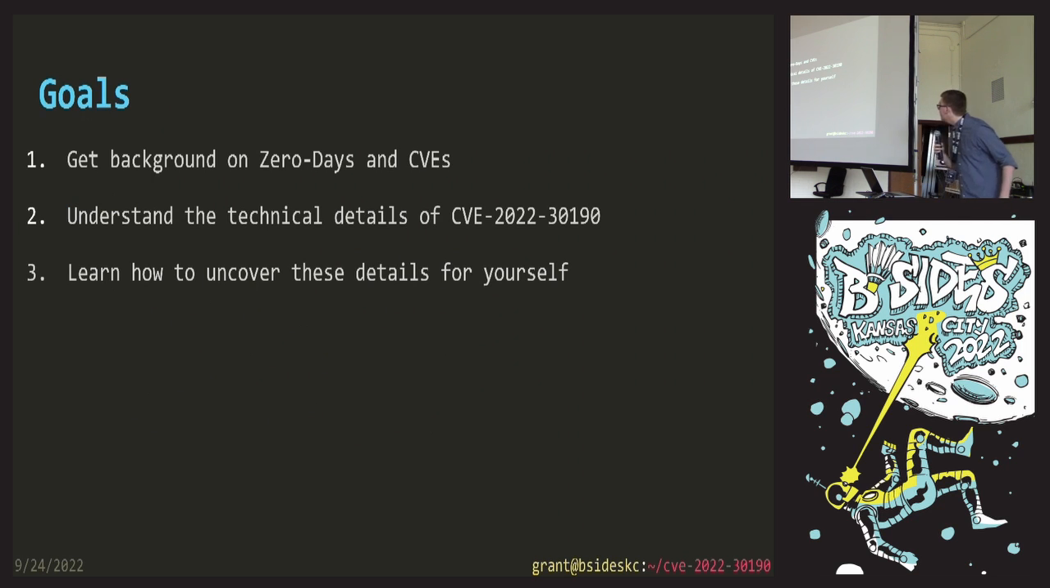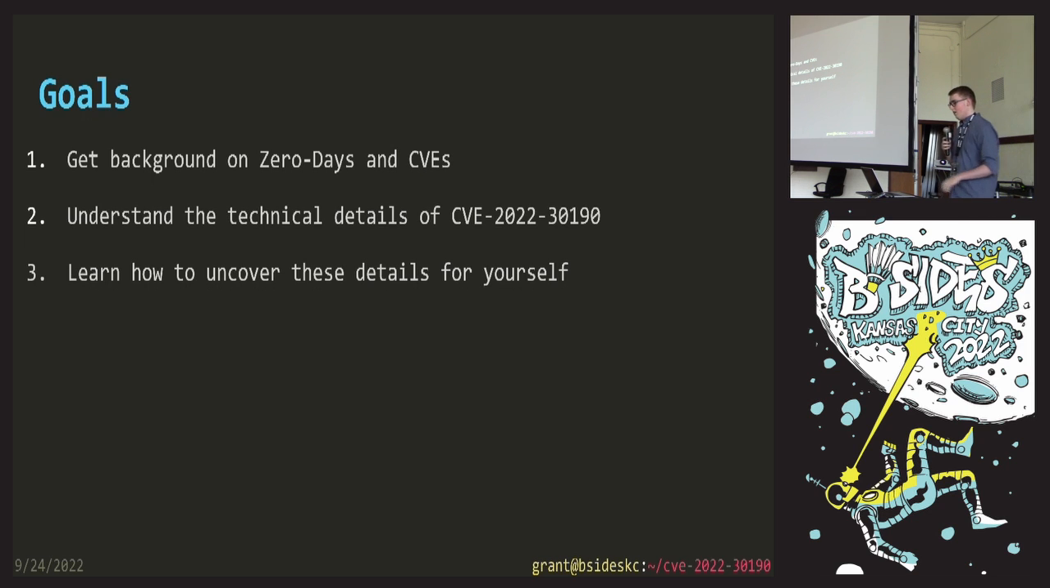Goals for this talk: I want everyone to have a solid background on what zero days and CVEs are, and then understand the technical details of CVE-2022-30190. I honestly think it's really interesting how it's not too complicated, but still was a very impactful zero day. And third, understand how to uncover these details for yourself. I hope that by the end of this, the next time a zero day hits the scene, you want to go and reverse engineer it for yourself.